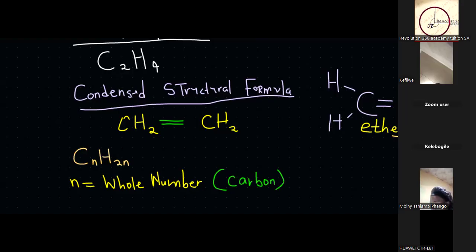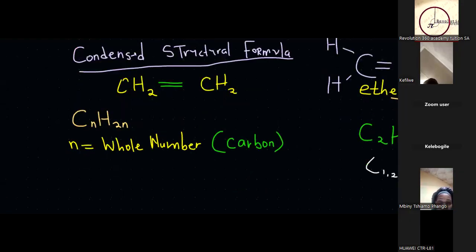This basically means you can't get a fraction. That's why when we write the molecular formula of ethene, it's C2H4. If it's ethene, you can't get it like this, let me show you: C1.2, maybe H5. You know, this 1.2 is a decimal. So when you speak about the whole number, it must be a number on its own, and that whole number represents the number of carbon atoms.